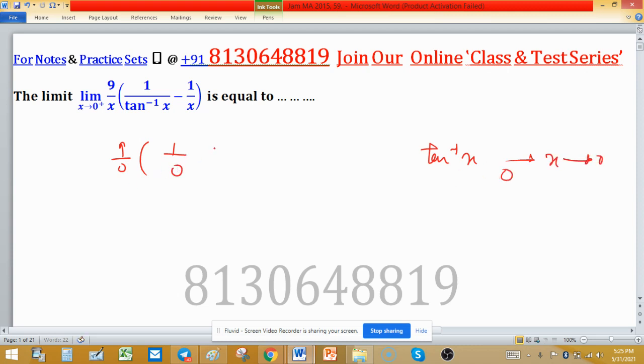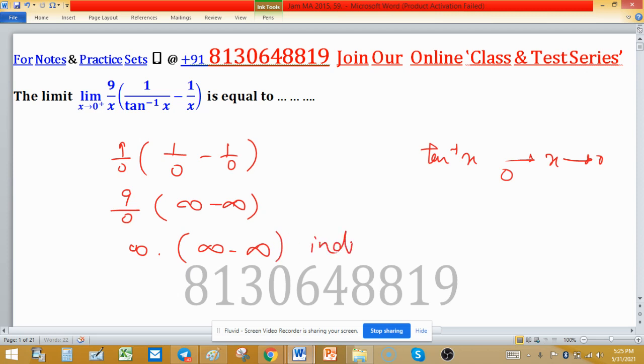So this is 1 upon 0 minus 1 upon 0 type, meaning infinity minus infinity, which is an indeterminate form, and this is also an indeterminate form. So infinity into infinity minus infinity is indeterminate, and we cannot solve this limit directly. So we have some method to find the limit of this type. Normally we know L'Hopital rule, but we can solve this limit using simple expansion.